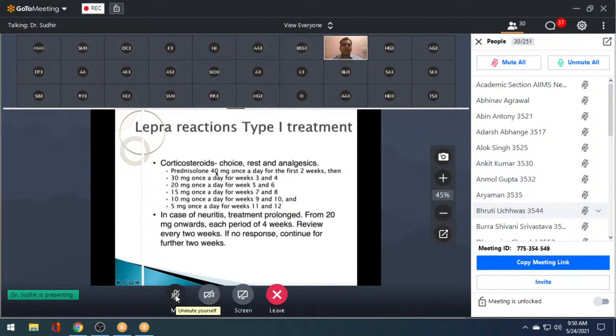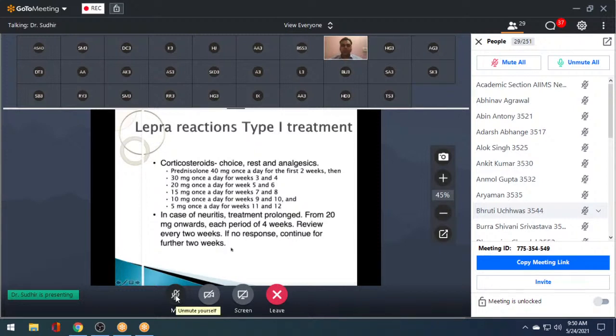The schedule is that every 2 weeks you have to reduce the dose. Initially, you have to give a high dose, 40 milligram prednisolone for the first 2 weeks, then gradually reduce the dose every 2 weeks. Okay. In case of neuritis, the treatment is to be prolonged. Means if there is neuritis or it is not resolving, then instead of 2 weeks every time, you can give it for 4 weeks regimens. So the 4 weeks period can be started from 20 milligram onwards. Okay. From 20 milligram onwards, each period of 4 weeks treatment is to be given. Review every 2 weeks. If no response, continue further 2 weeks.